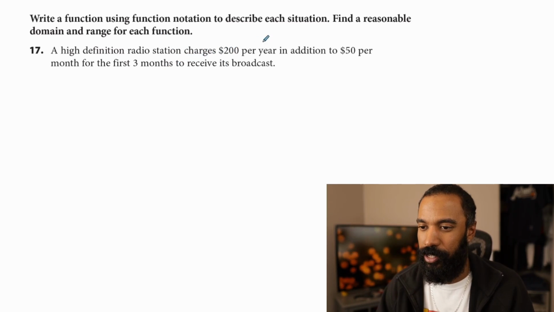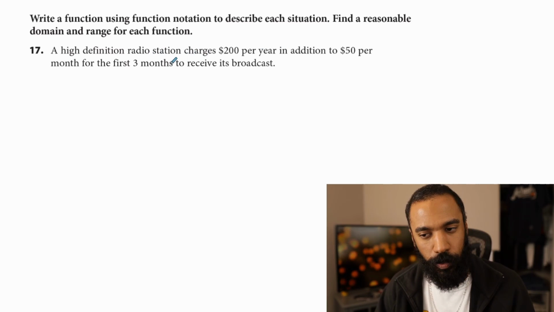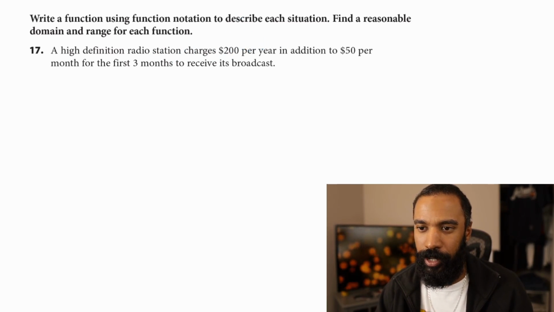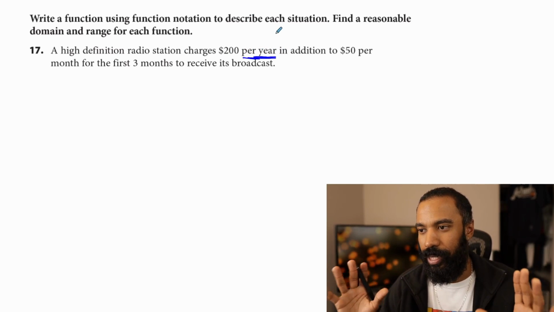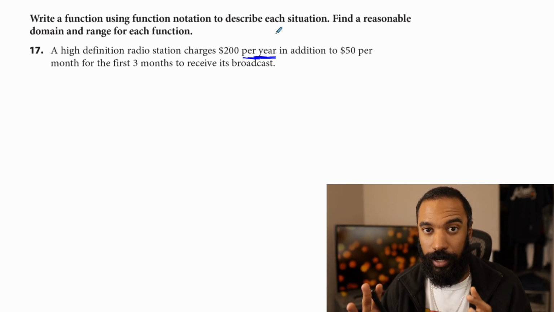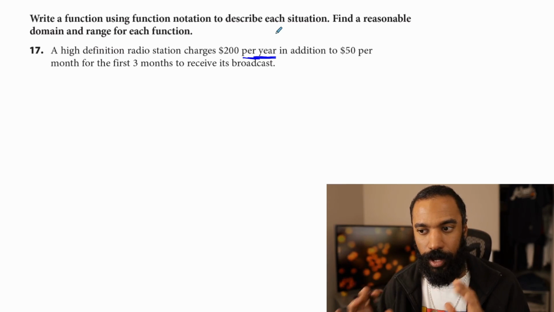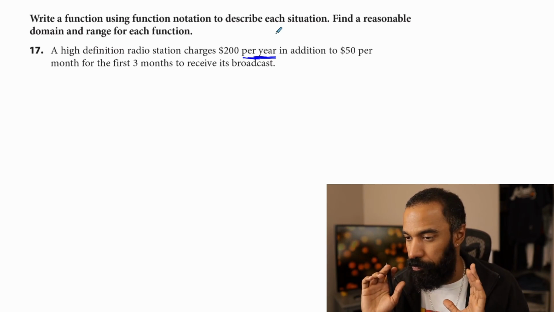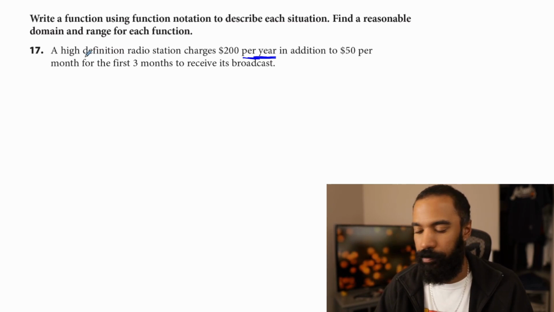A high-definition radio station charges $200 per year in addition to $50 per month for the first 3 months to receive its broadcast. Okay? So the $200 per year, you might be thinking of this as a rate as well. Let's just look at this within the construct of only looking at a single year. Within that single year, what are they going to charge you? And 200 is maybe the start of that year, just for subscribing to that HD radio station.